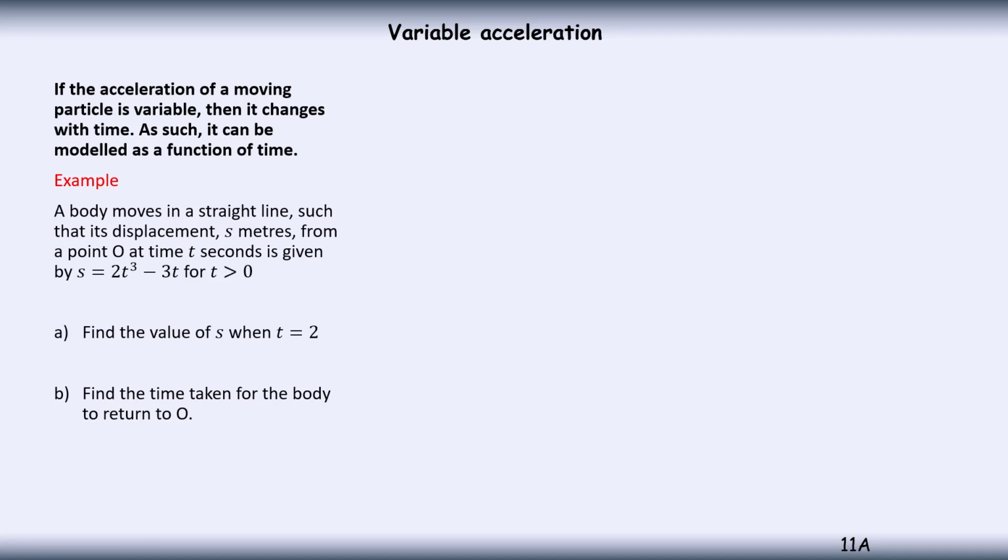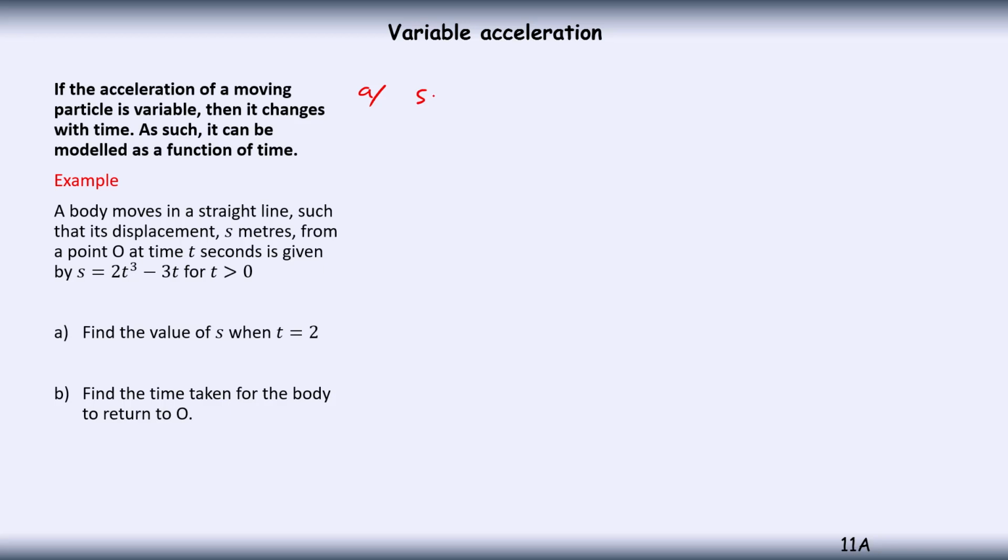Okay, so this is our first example. A body moves in a straight line such that its displacement s from the point O at time t is given by s is equal to 2t cubed minus 3t for t greater than 0. So we've got our formula, and part A wants us to find the value of s when time is equal to 2.